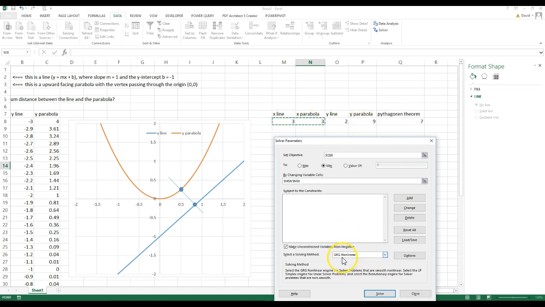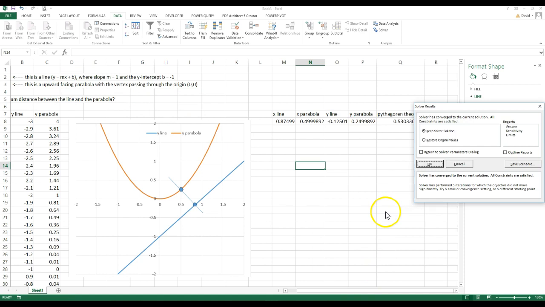Leave this on GRG Nonlinear. You don't really need the non-negative variables option, so you can uncheck that. I don't think it'll make a difference in this case. You can't use the other two methods because they are linear, and in our case this is non-linear because we have a parabola, which is not linear. Then we click Solve, and I'm going to go OK.